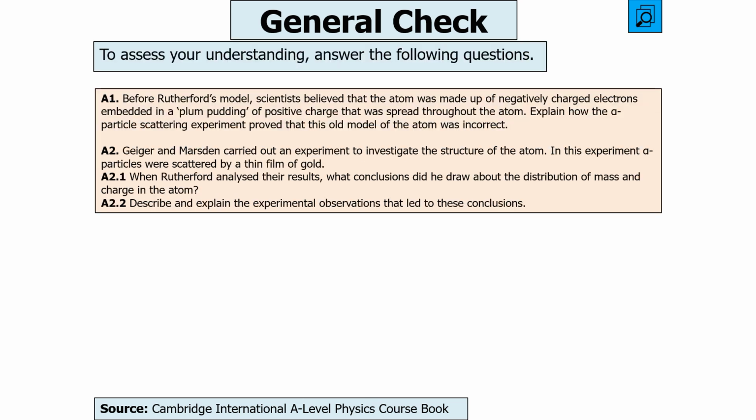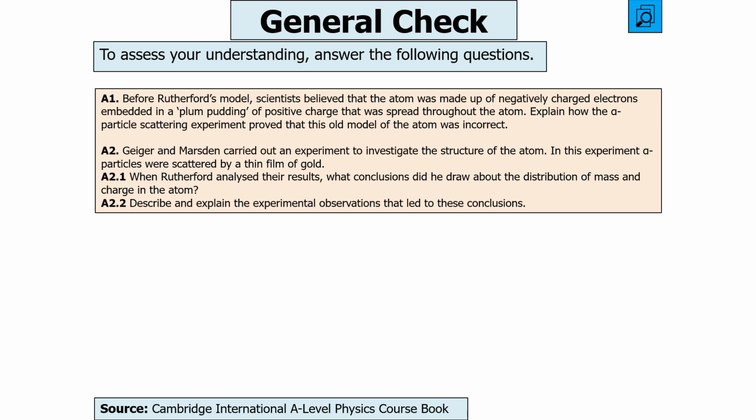The next question says, before Rutherford's model, scientists believed that the atom was made from negatively charged electrons embedded in a plum pudding of positive charge that was spread throughout the atom. Explain how the alpha particle experiment proved that this old model of the atom was incorrect.